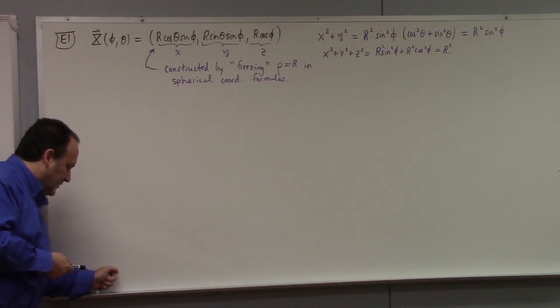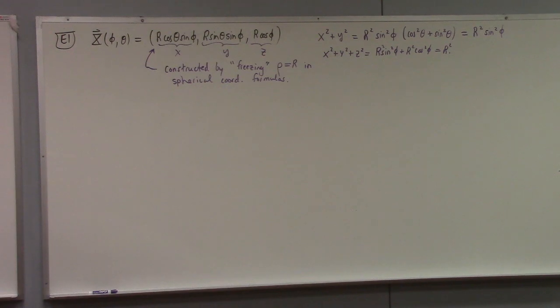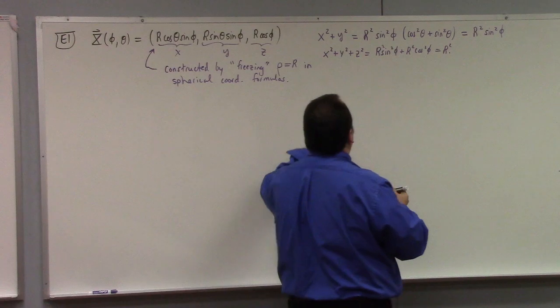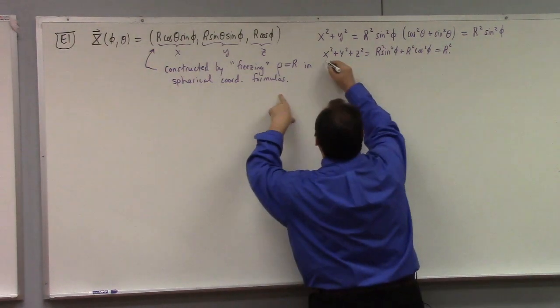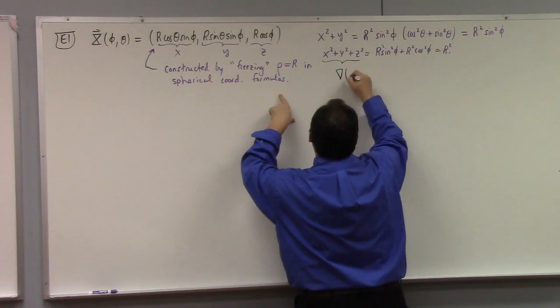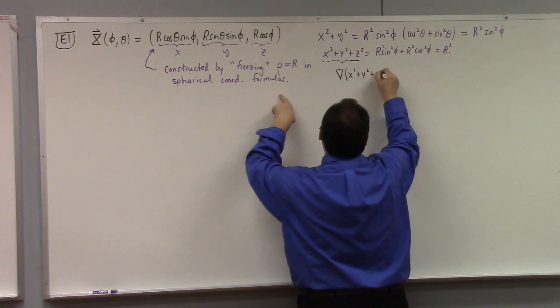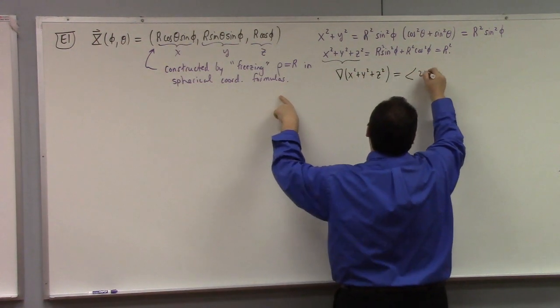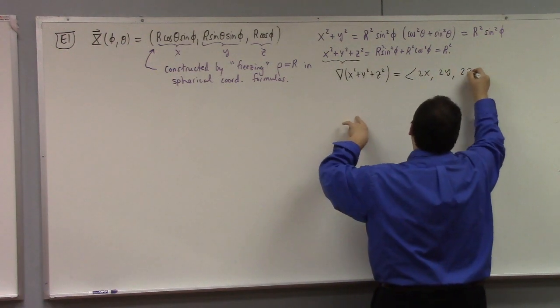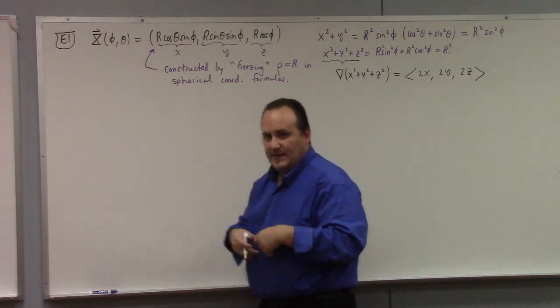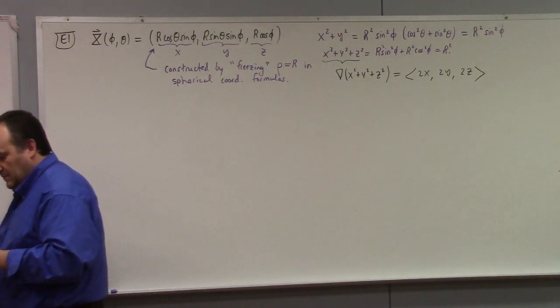So if we were to calculate the normal vector field to the sphere in the level surface viewpoint, what would it look like? Well, we did that last time. If I take the gradient of this, what do I get? I get 2x, 2y, 2z. So that is the normal vector field geometrically.